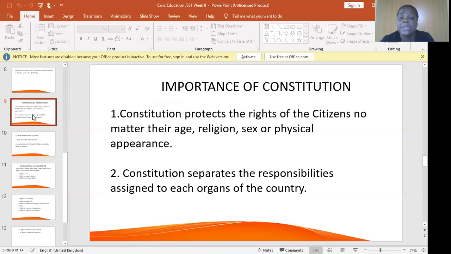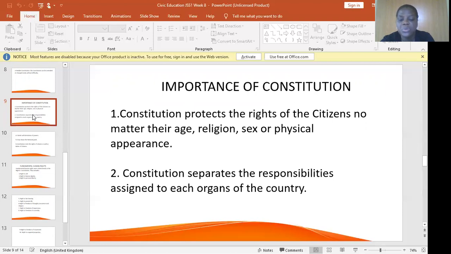Whether you are an old man, old woman, a toddler, young person, either you are male or female, your sex, the religion you practice, whether you're a Christian or a Muslim or a traditionalist, your physical appearance, your color, your creed, your tribe, your language, everything, everyone is protected as a citizen of that country. That is the number one importance of the constitution.